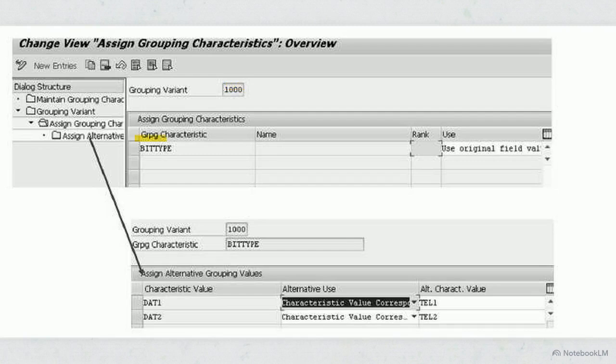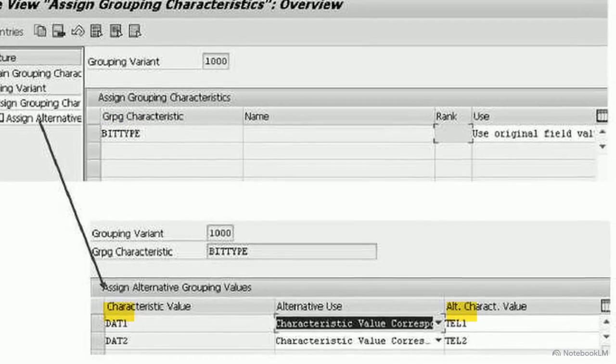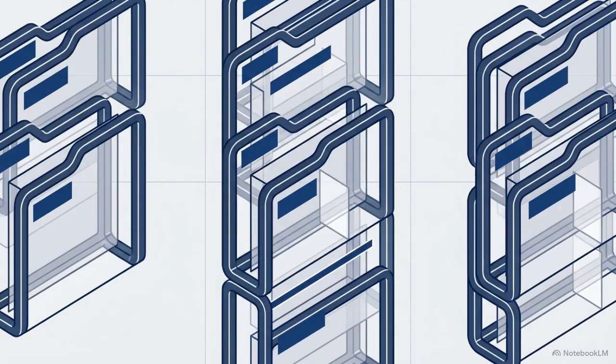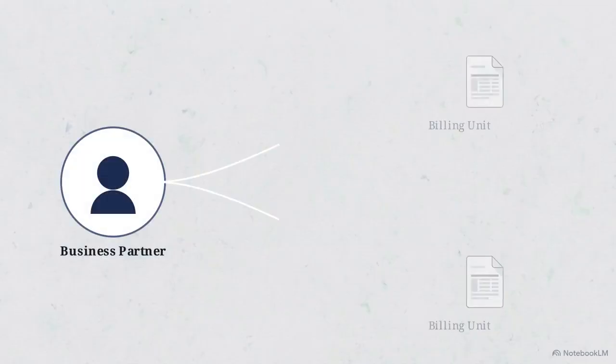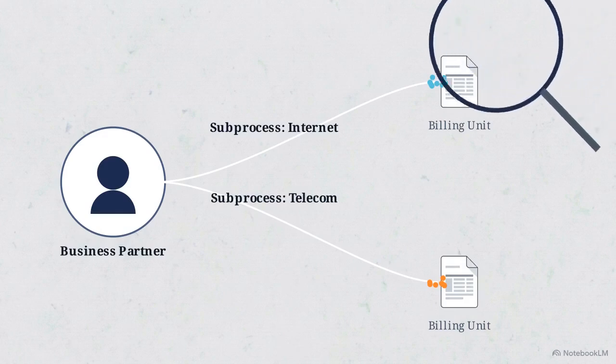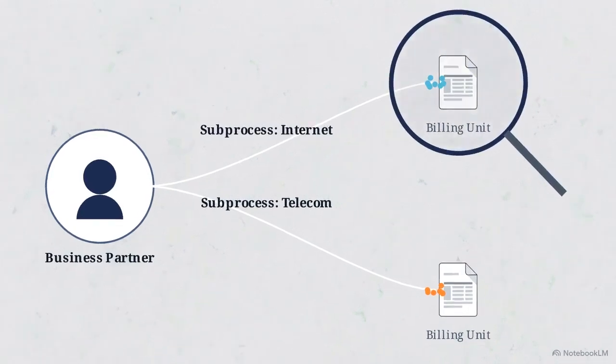At the top, we assign bit type as the primary characteristic. Looking below, we see Internet Data Charges, DAT1 and DAT2, are strictly separated from telecom services, TEL1 and TEL2. Once the data is sorted by these rules, each distinct pile of records officially becomes a billing unit. Grouping provides the architectural structure of the final invoice, ensuring that entirely different revenue streams are routed to the correct paperwork for the exact same customer.